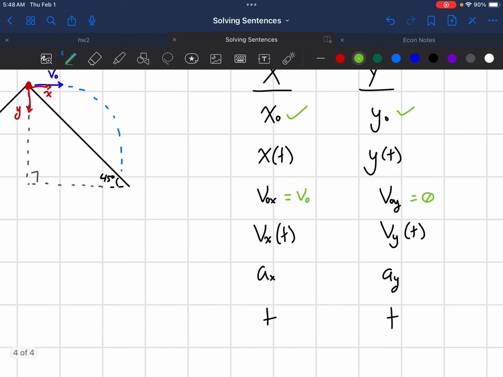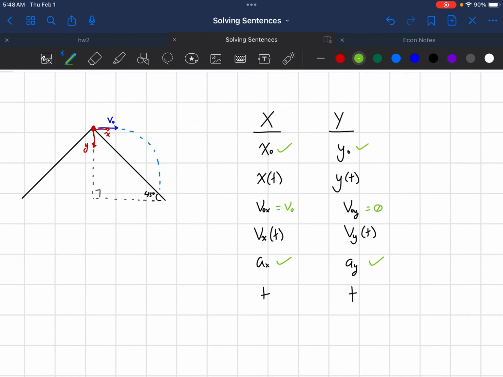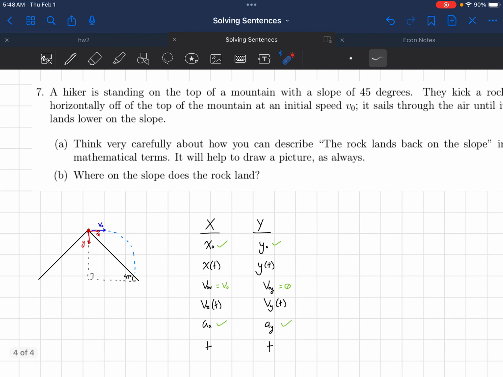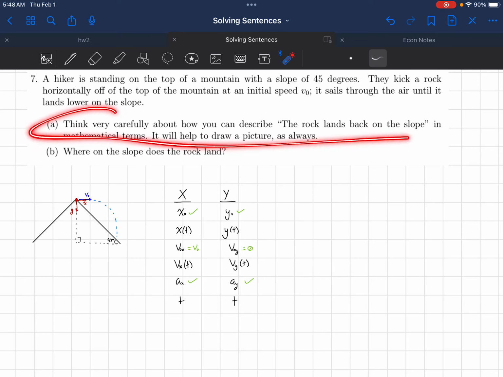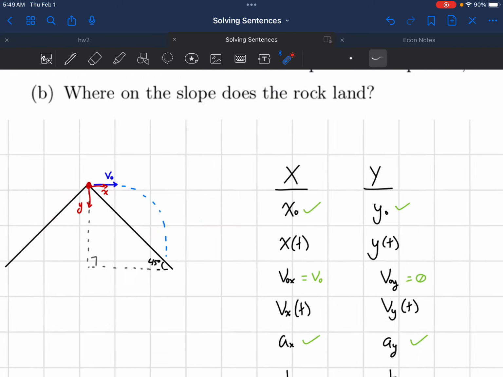Now, same thing as always, I know my ax and my ay as well. And I don't know my velocities and I don't know my time. I don't really know my final positions just yet. Now, part A is asking exactly what we've been doing, writing these translational sentences, right? How do we describe the rock lands back on the slope? And it says it'll help to draw a picture. So fortunately, I've drawn us a picture.